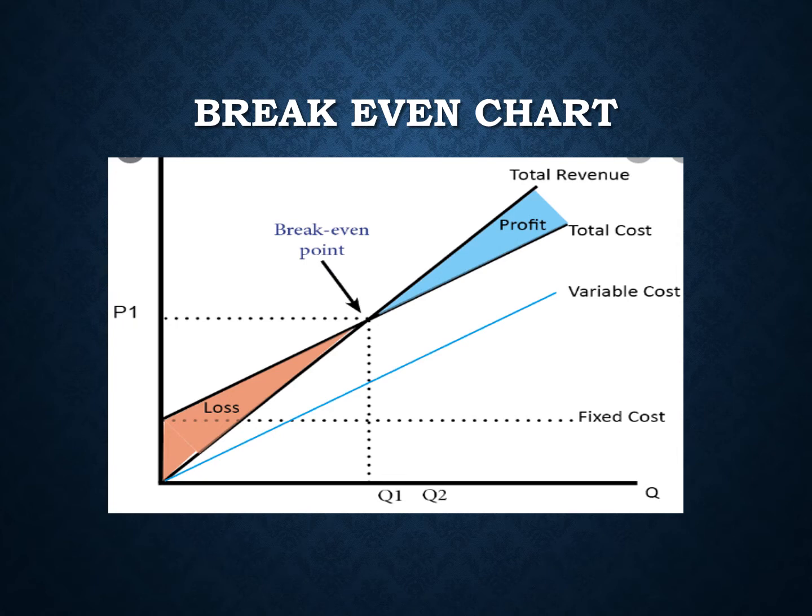Now look at this chart. Dear students, you can see the total revenue line intersecting with the total cost line. That point is called the break-even point. The blue margin is showing you the profit area and the shaded red area is showing you the loss.